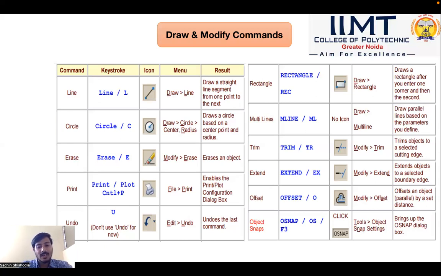Offset creates an object parallel at a set distance. Suppose we want to draw multiple lines, we can set an offset distance and draw using that command. The next one is object snap. If you want to bring up object snap, we can use F3 as well. It brings the Object Snap dialog box in front of us.